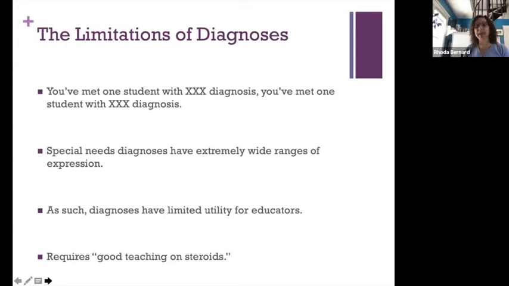So Autism Speaks has the saying, you've met one person with autism, you've met one person with autism. I like to say you've met one student with X disability or diagnosis, you've met one student with X disability or diagnosis. It's quite a wide individual range. So a diagnosis is a useful medical, psychiatric, psychological label for certain purposes, but for educators, the utility is quite limited.